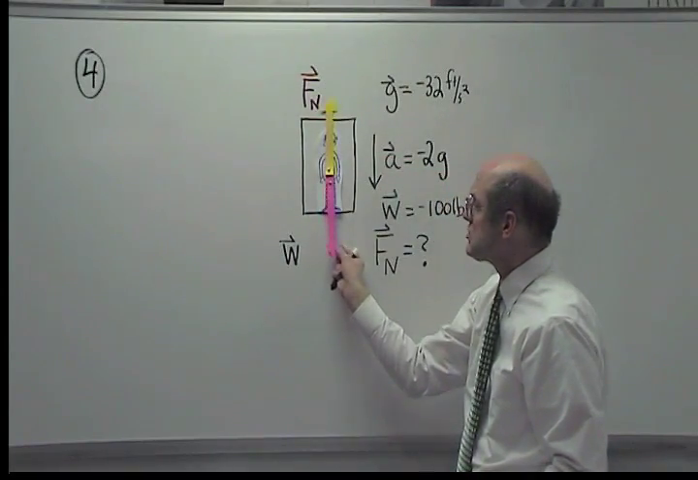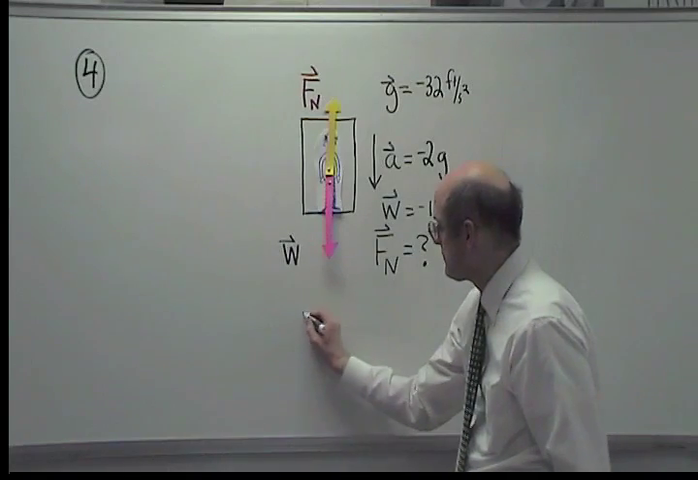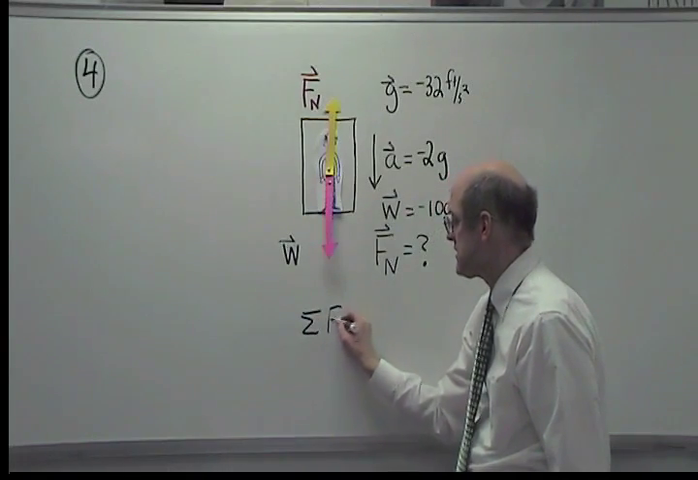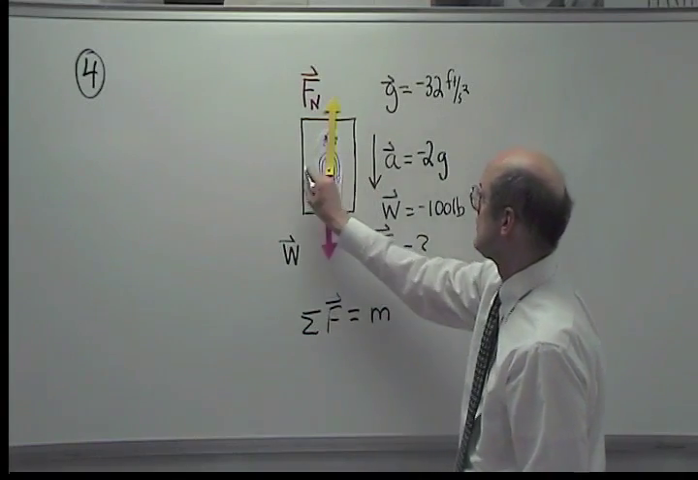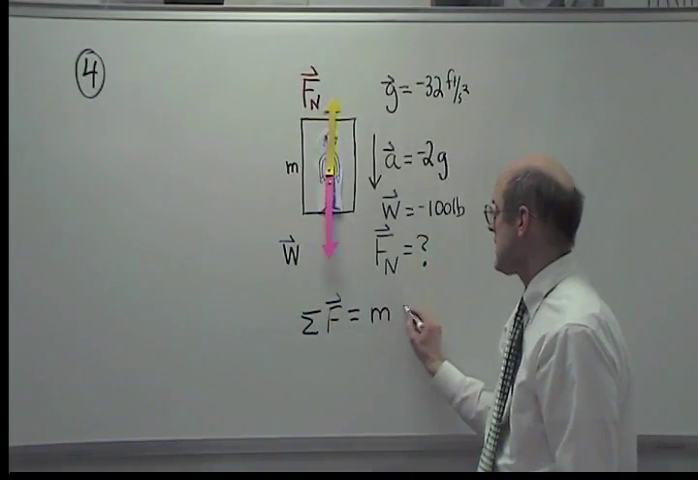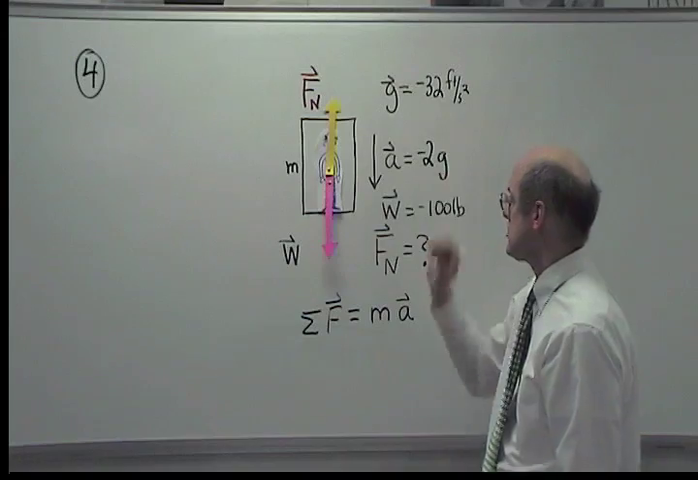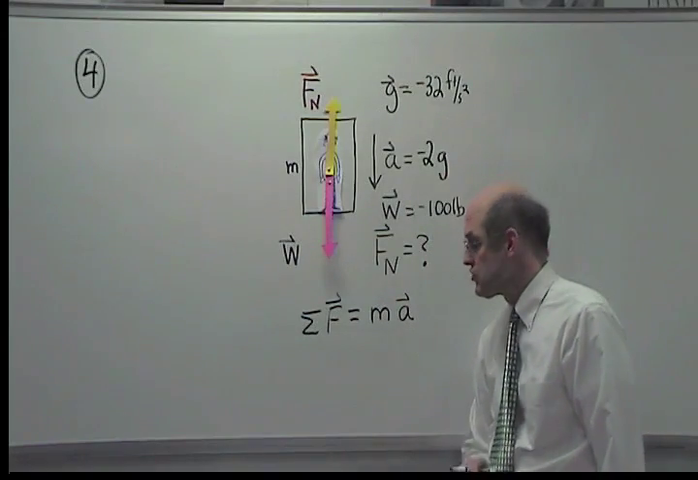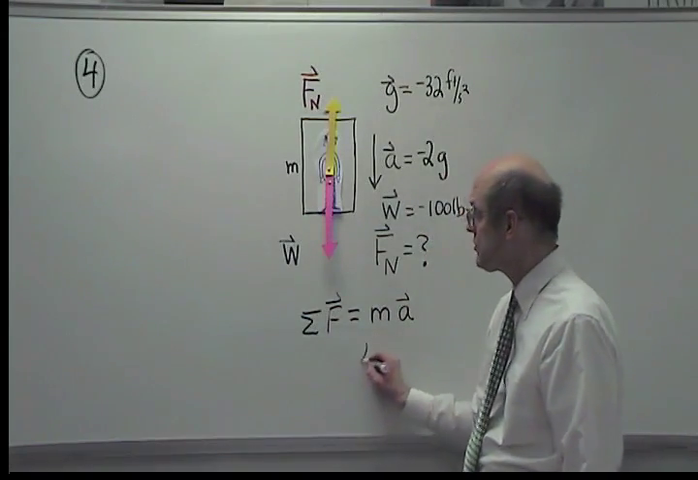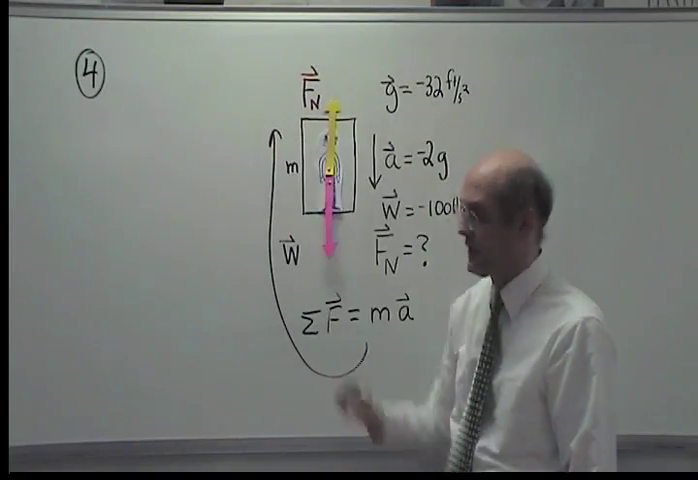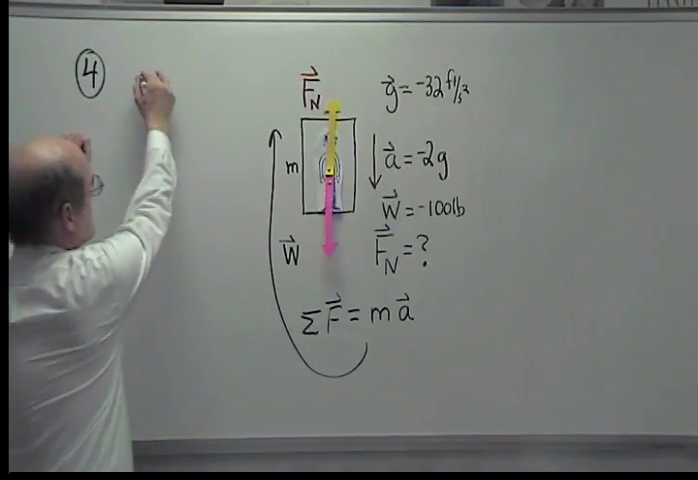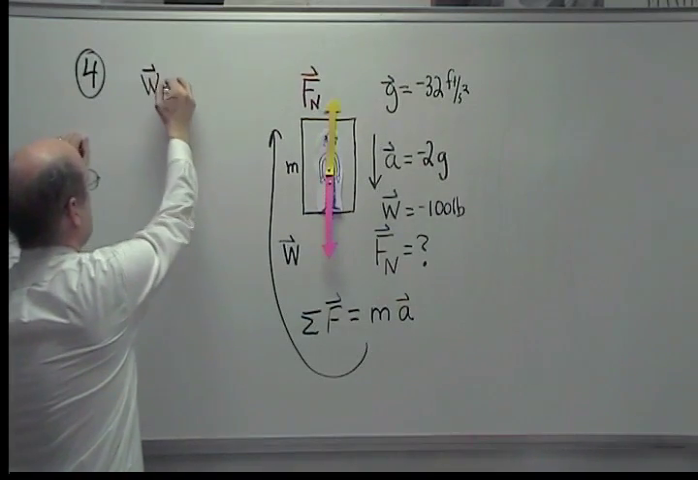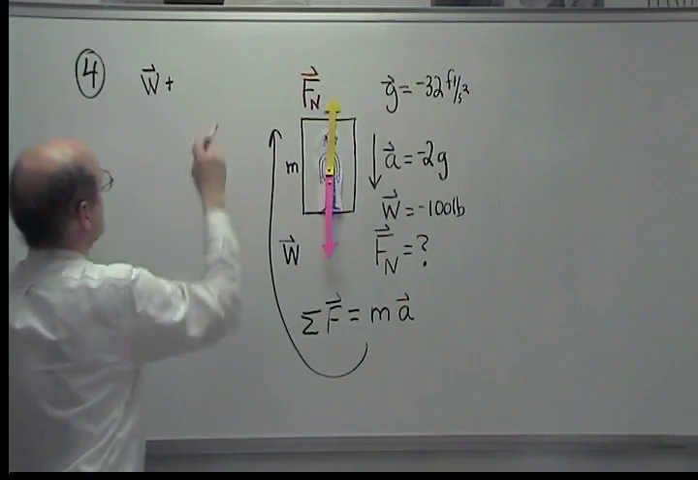The summation of these two forces, according to Newton, is equal to the mass of the rider, m, times the acceleration of the rider, which is the same as the elevator, negative 2g. Okay, let's continue this problem over here. What is the net force? Well, it's the summation of the weight and the normal force.